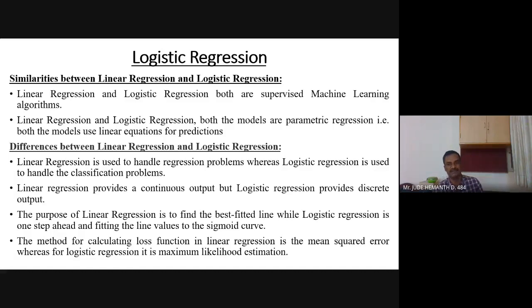The technical word for probability is maximum likelihood estimation. What is the maximum probability? If it is 0.7, okay, let me put it in category 1. If it is less than 0.7, let me put it in category 2. So whichever probability is maximum, based on that, we are going to make a decision.